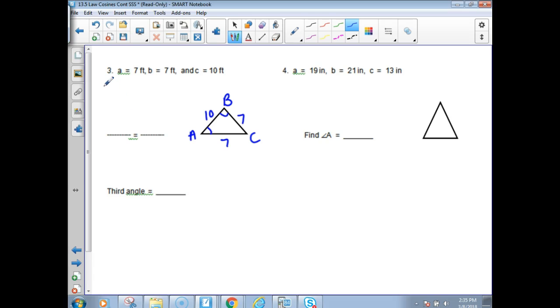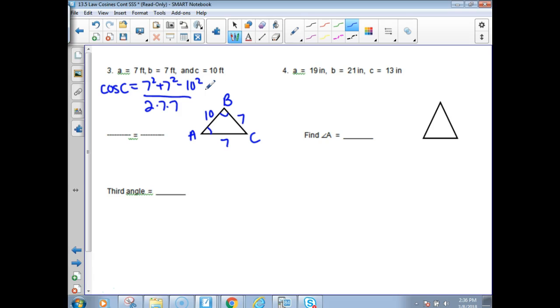So we're going to do cosine of C. That will equal, now work with the 7 and the 7, subtract the 10. So we have 7 squared plus 7 squared minus 10 squared. Is anybody not understanding why I'm doing 7 and 7 first and then subtracting 10? That's the formula where it says do the sides adjacent to the angle you're finding first, and then divide by 2 times the 7 times the 7.